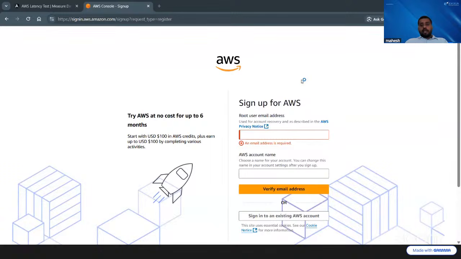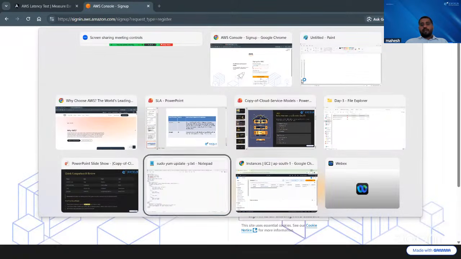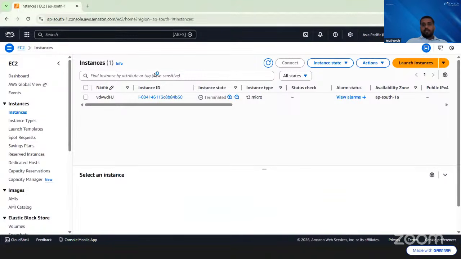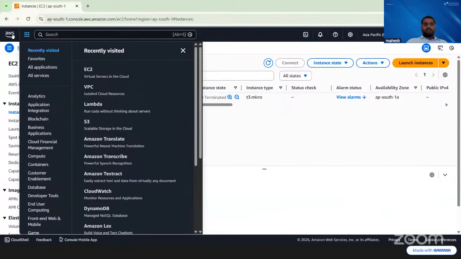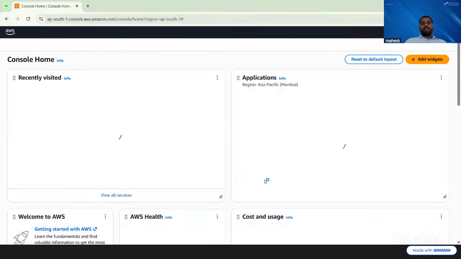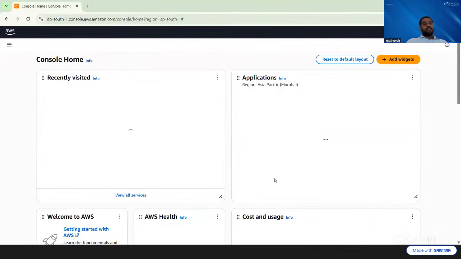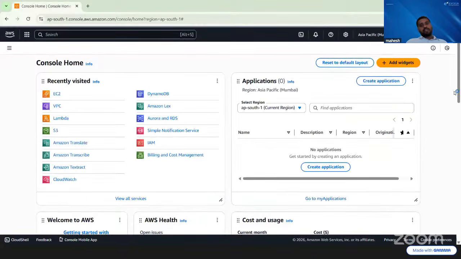After creating the account, the console will look like this. In front of you, the AWS console is there. Simply click on it. So this is the AWS console. The console is a kind of GUI. There are two ways to interact, either through commands or through the GUI. The most preferred way is the GUI, because mostly everything we will be doing through the GUI, which is the graphical user interface.